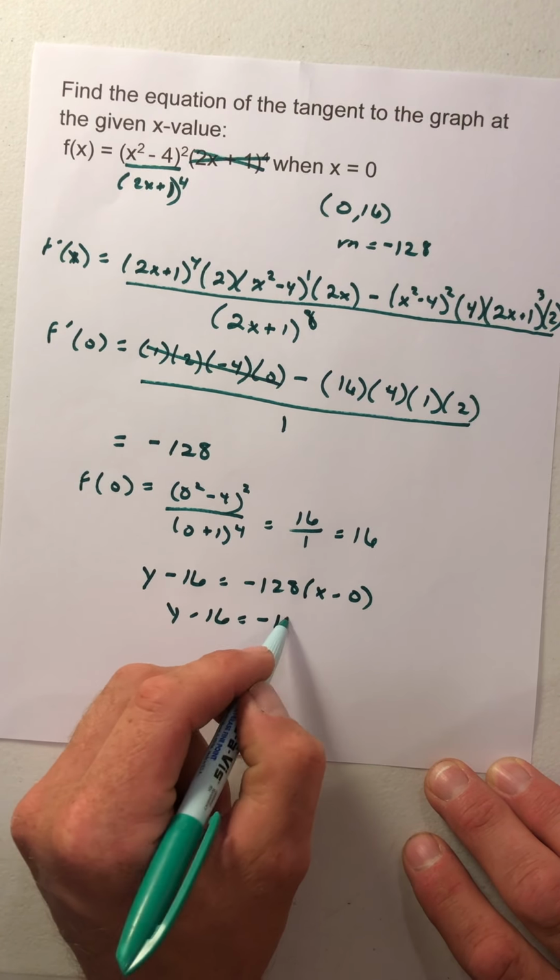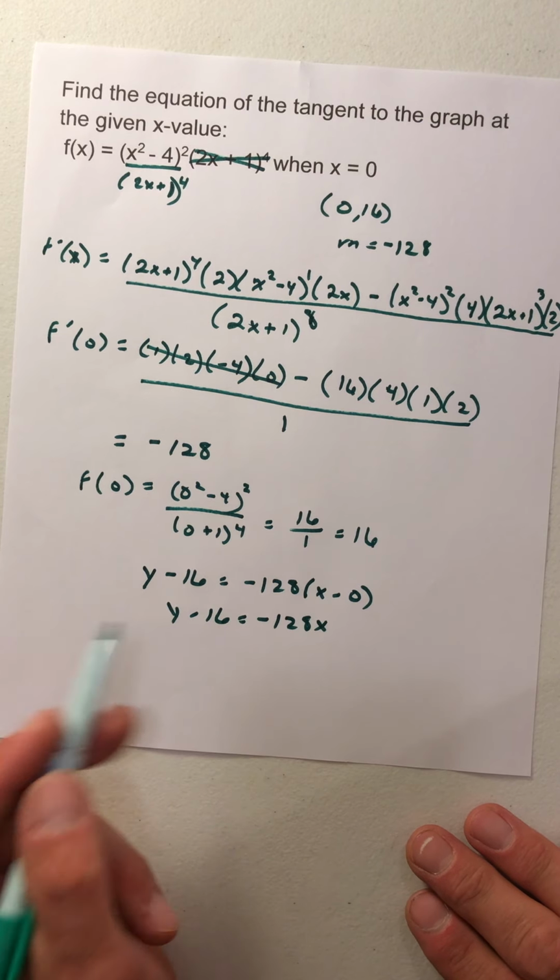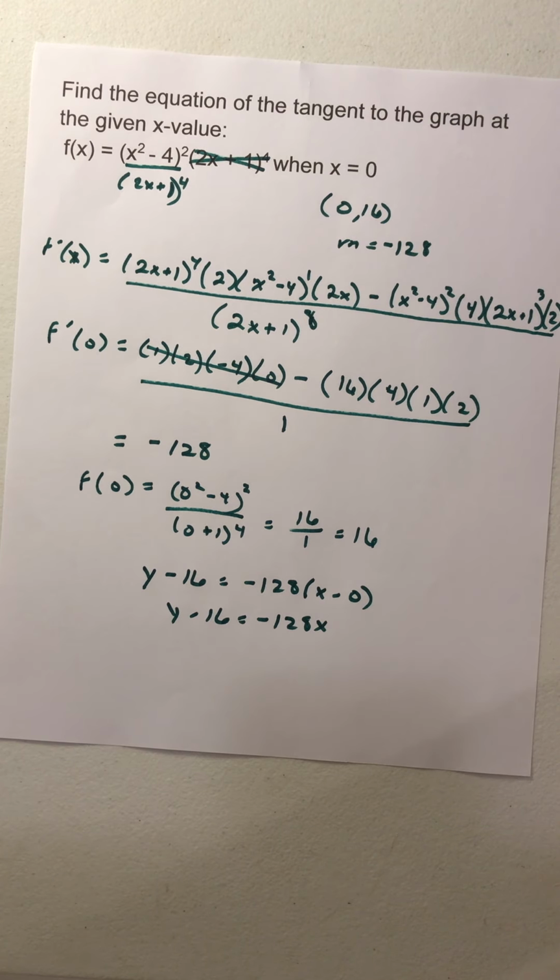Probably going to clean it up. Negative 128x. You could add your 16 over. You could add your 128x over. Again, a lot of variations to this; you should be able to manipulate to get to an answer if it's a multiple choice question. Good luck with the chain rule and the equation of tangent lines today.